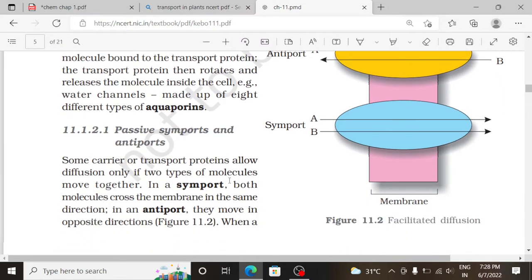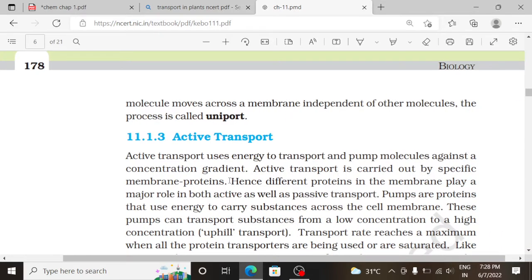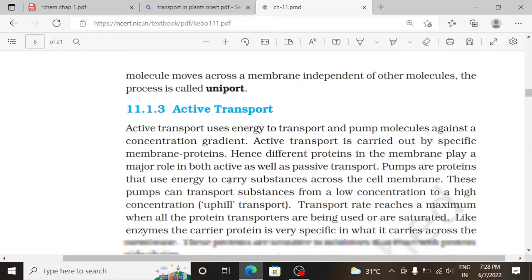Passive transport. Passive symports and antiports. Some carrier or transport proteins allow diffusion only if 2 types of molecules move together. In a symport, both molecules cross the membrane in the same direction. In an antiport, they move in opposite directions. When a molecule moves across the membrane independent of other molecules, the process is called uniport.